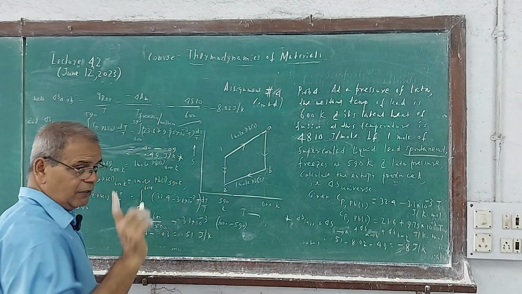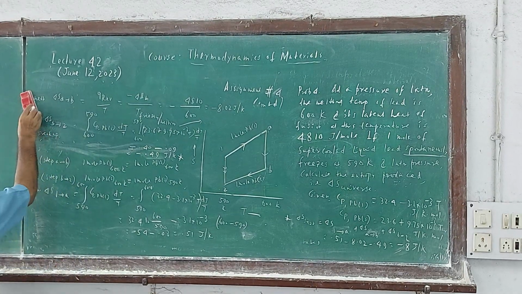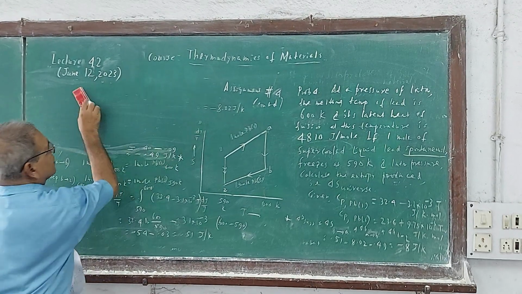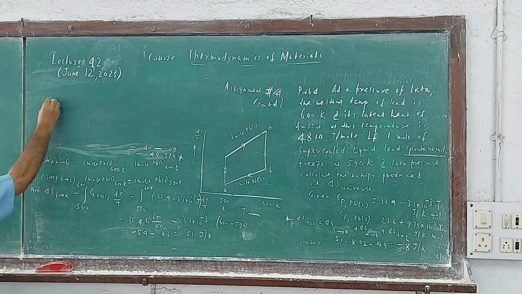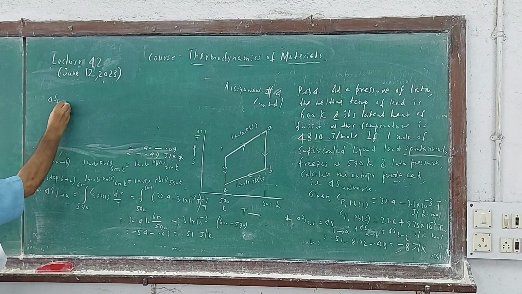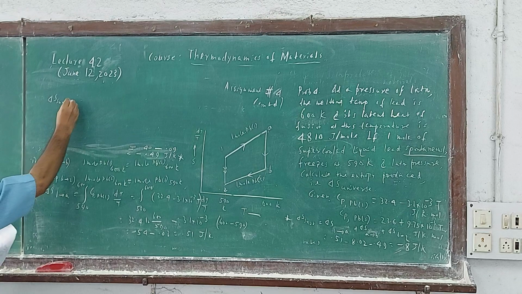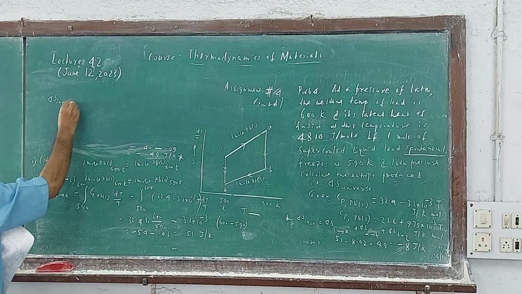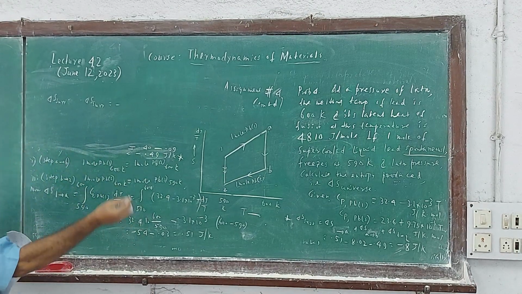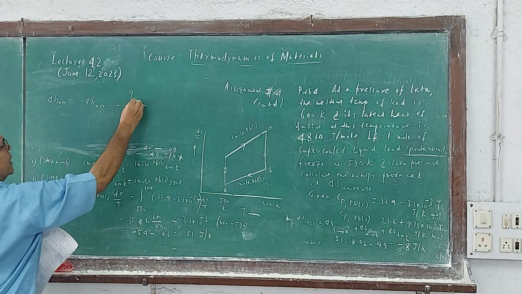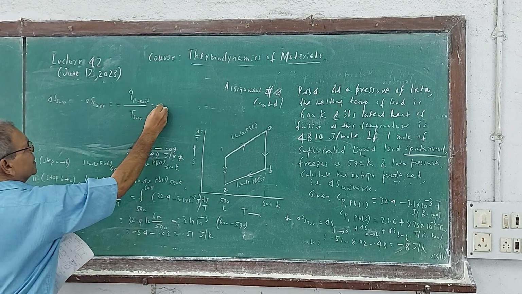Keep this saved. Delta S surrounding, add this. Okay, next. Can I remove this? This part is over, so remove this. Now next is delta S surrounding. Delta S surrounding is what? Tell me. Q process by T surrounding. What is the Q process?